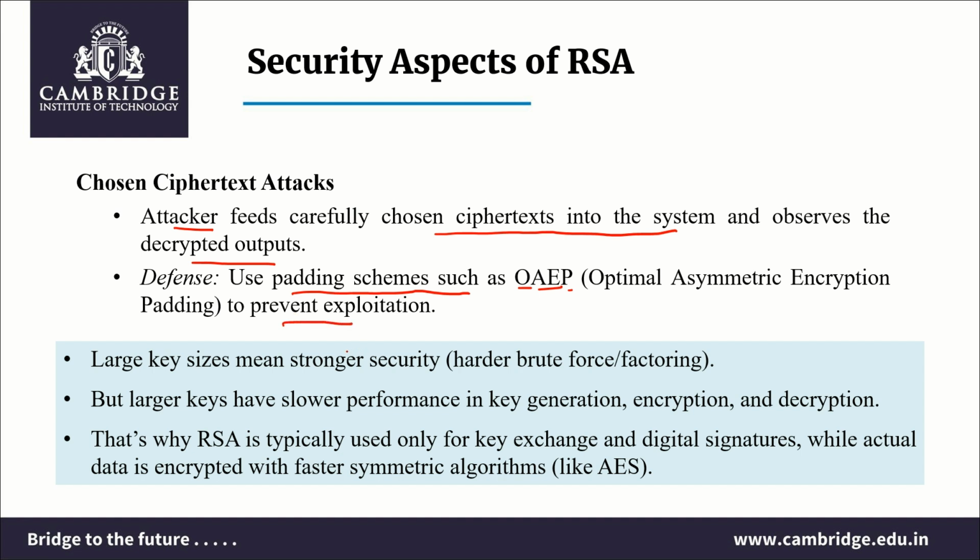So to sum up the security aspect of RSA, when I say larger key size, obviously the security is stronger, but as I told, performance is at stake. Since the key size is large, the performance is at stake. So generally, this is the reason why we make use of the RSA algorithm in key exchange and digital signature. But for encryption and decryption, we make use of faster symmetric algorithms like AES. So this is about the security aspects of RSA.